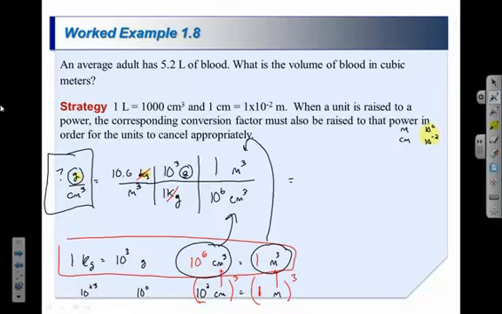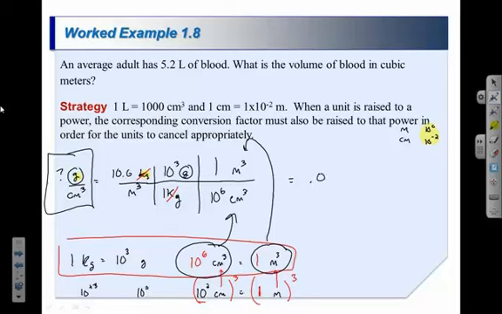Then I would just plug it in my calculator. I would do 10.6 times E3 divided by E6. If you can't find your E button, you can always let me know. I'll show you where it is on your calculator.